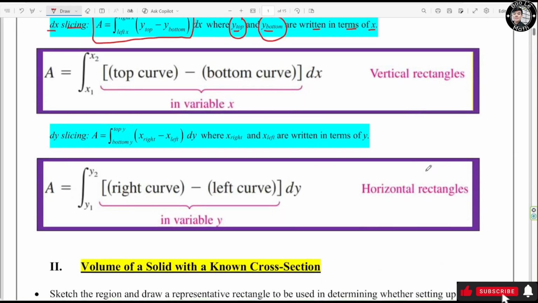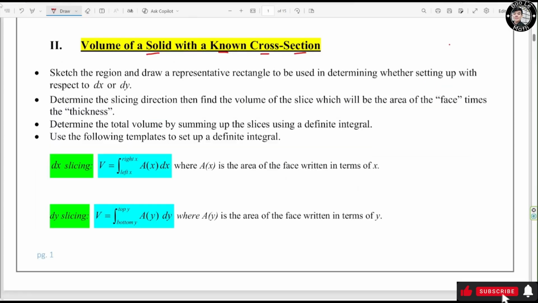Now, similarly, when dy slices, you have this formula, where x right and x left are written in terms of y, right? And in this situation, you have the horizontal rectangle. Now, first, we need to sketch the region and draw a representative rectangle to be used in determining whether setting up with respect to dx or dy.